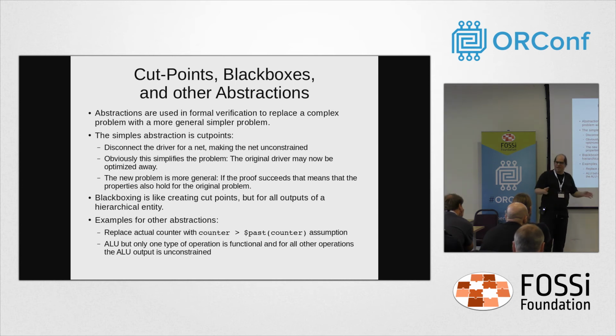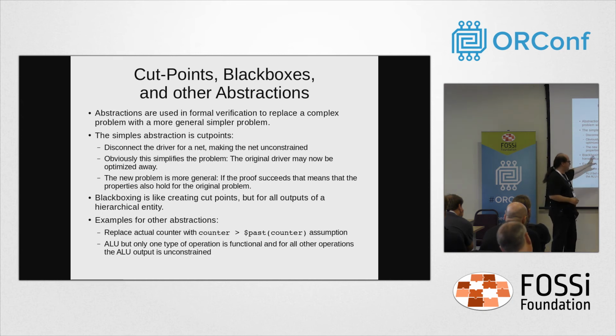Black boxing is exactly the same thing, except I do it for all the outputs of a hierarchical instance. And then I can, by definition, throw this entire hierarchy that I black boxed out. So these are the two simplest abstractions, but there are other abstractions. So anything where I change the design to make the proof easier, or in the hope to make the proof easier, where I make my design more general, is an abstraction.